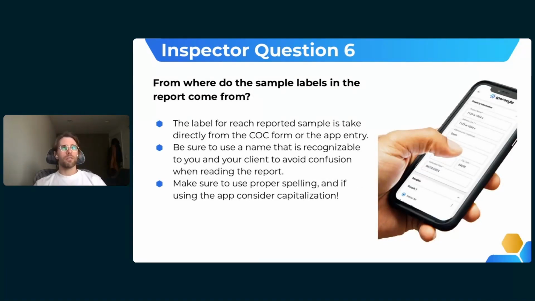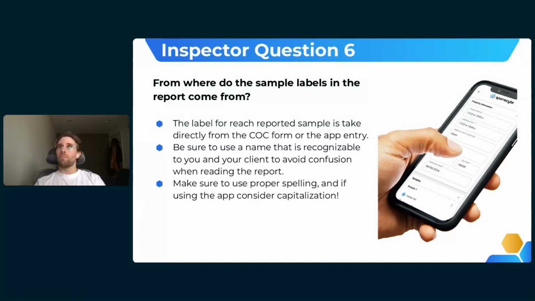Another prepared question: where do the sample labels in the report come from? When you get our report, you'll see on the at a glance page or the tables with the data that's sent out, where do those labels come from? They come directly from the chain of custody, whether it's through the app or written out.